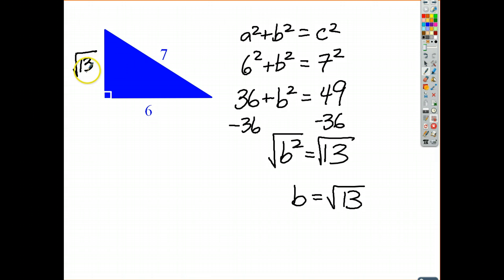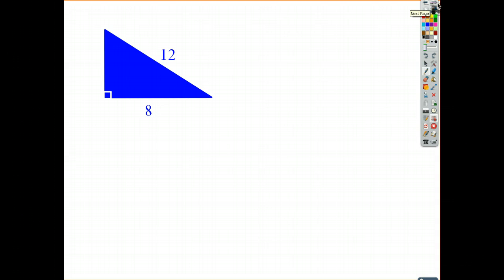And this is simplified. There are no perfect squares, no fractions, and no radicals in the denominator, so I can leave it as that. If you needed to, you could calculate this out. It would be somewhere between 3 and 4, probably about 3.6. But in this case, we can just leave it here. That's the simplest answer. Let's move on and take a look at another one. Go ahead, pause the video, and see if you can finish this one. Find the missing side here.